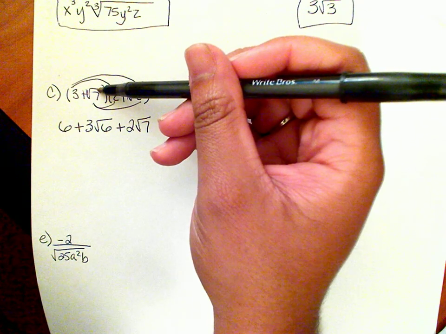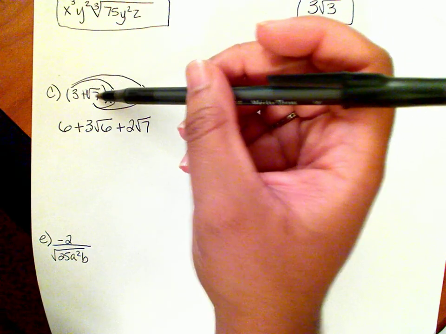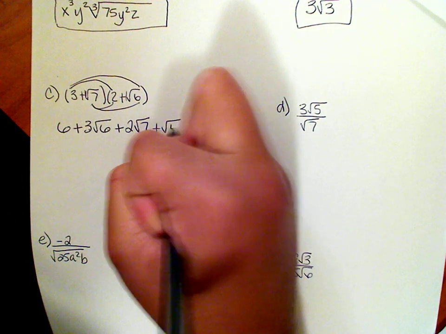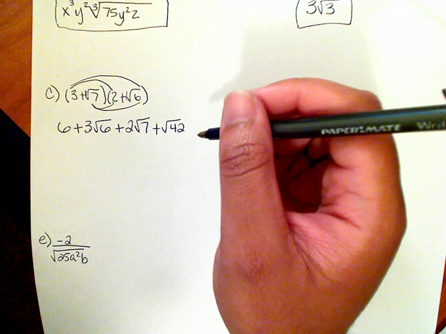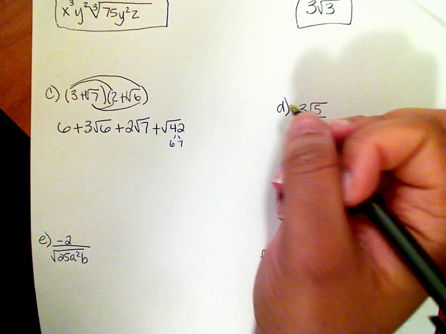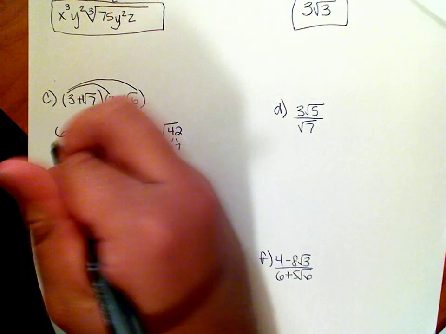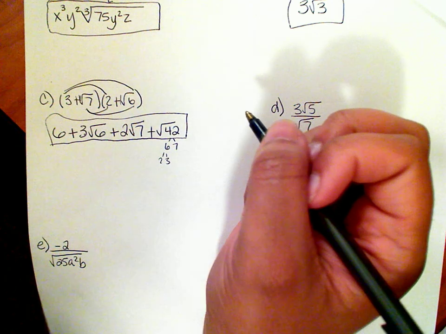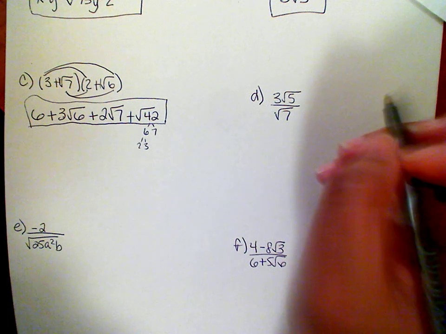And then when we're multiplying radicals and there is no coefficient in front, then we just multiply the radicands together. So square root of 42. Alright, so now we're going to look to see, can we simplify square root of 42. So 42 breaks down into 6 and 7, 2 and 3. Can't do anything with that, so that is our final answer. Alright, so let's take a look at D.